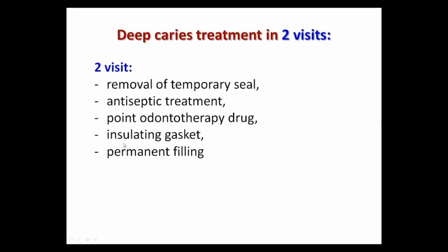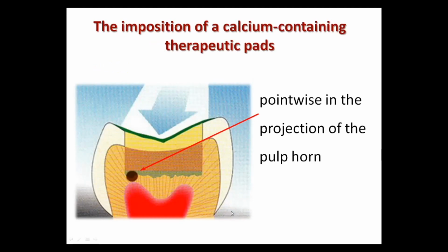In the second visit we may fill the cavity using permanent filling. The imposition of calcium-containing therapeutical pads is pointwise, in the projection of the pulp horn, in one point close to the pulp horn. It will be enough, only a point.